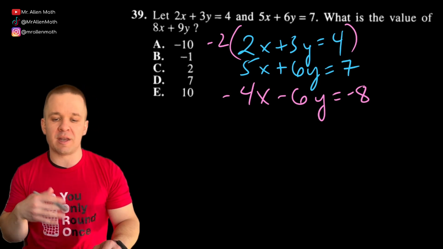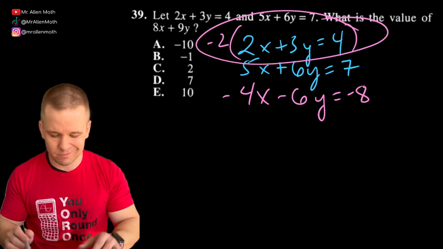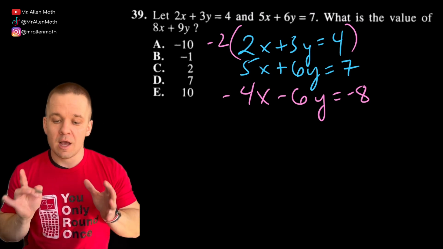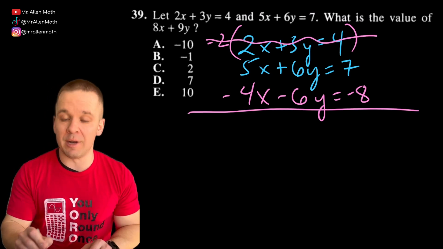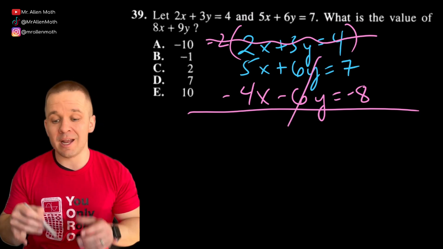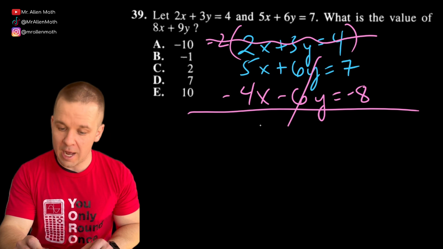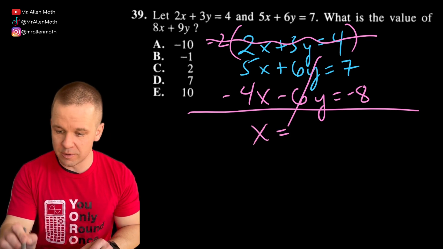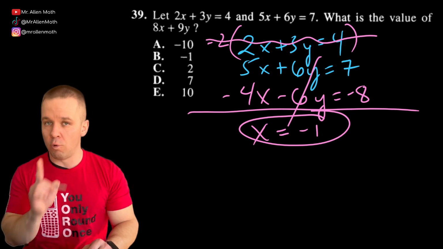So I'm multiplying through by that negative 2 all the way through. This is illegal math notation here, but I do math on the streets, dogs. All right, so now we're done with that equation, and I'm going to eliminate. So the 6y and negative 6y are gone, and then I've got 5x minus 4x, that's just x, equals 7 and negative 8 is negative 1. So we've got x equals negative 1.